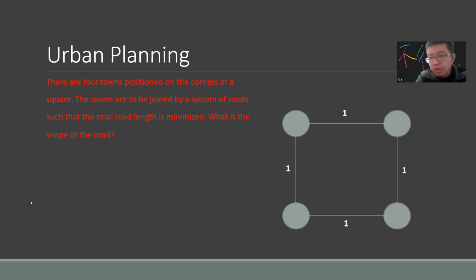This is one interview question that is interesting. There are four towns positioned in a coordinate square. The towns are to be joined by a system of roads such that the total road length is minimized. What is the shape of the roads? So basically, you have four towns on a plane, and the side distances are all one. You want to design a joint system of roads such that the total road length is minimized.